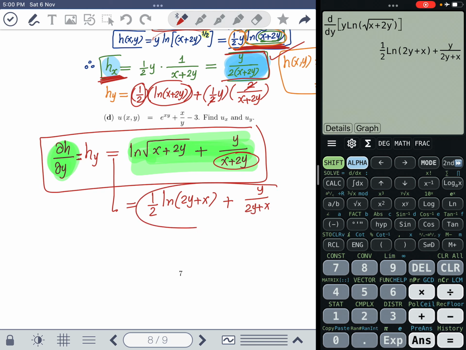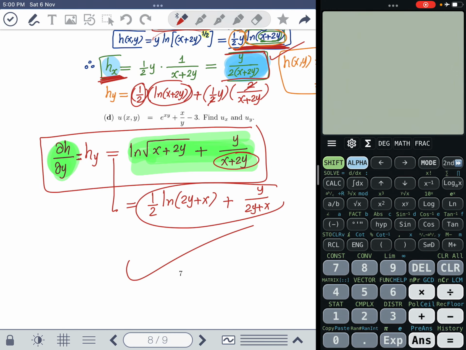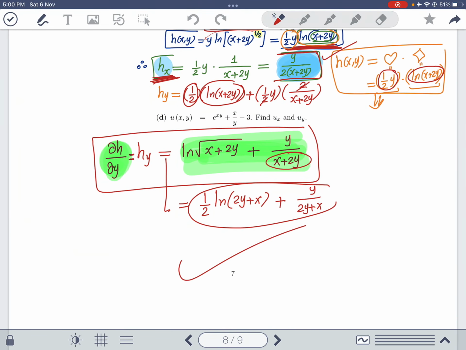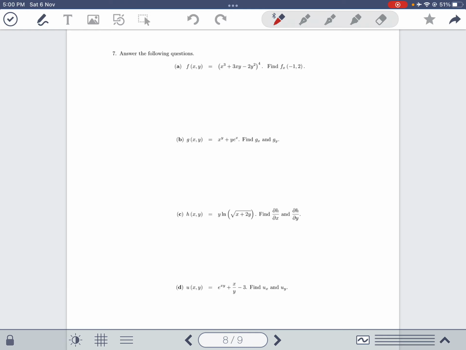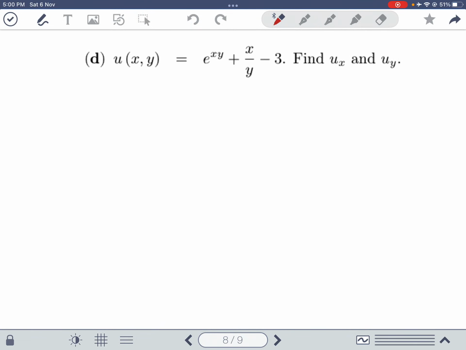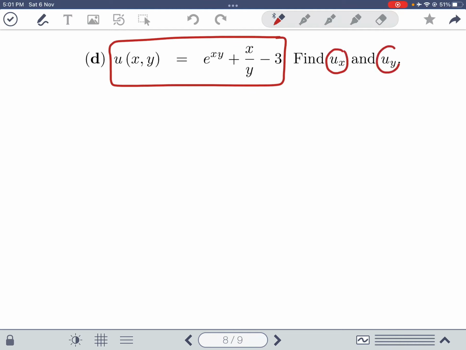Addition is commutative. So, great. It means that we got everything correctly, and we can go to the last one in this question. So question 7 had parts A, B, C, and D, and now we will do D and finish. Great. So let's see here. Similarly, we have a function of two variables, and we need to find its first order partial derivatives.